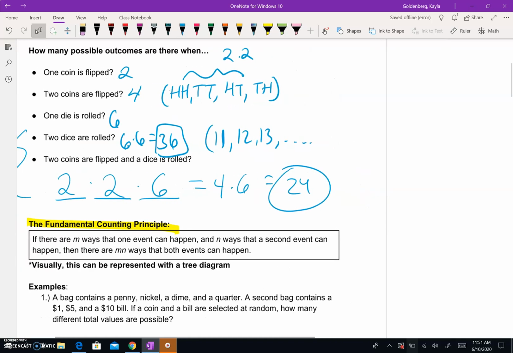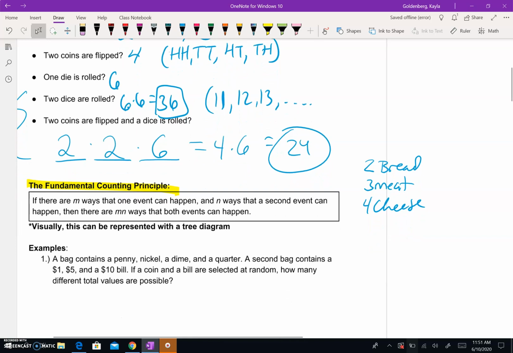Think about it, my common association with this principle is making sandwiches. If you have 2 choices for bread, 3 for meat, and then 4 for cheese. A very common way to see the fundamental counting principle is with a tree diagram. So you would have your 2 bread choices, bread 1, bread 2, your 1, 2, 3 meat choices, followed by your 1, 2, 3, 4 cheese.